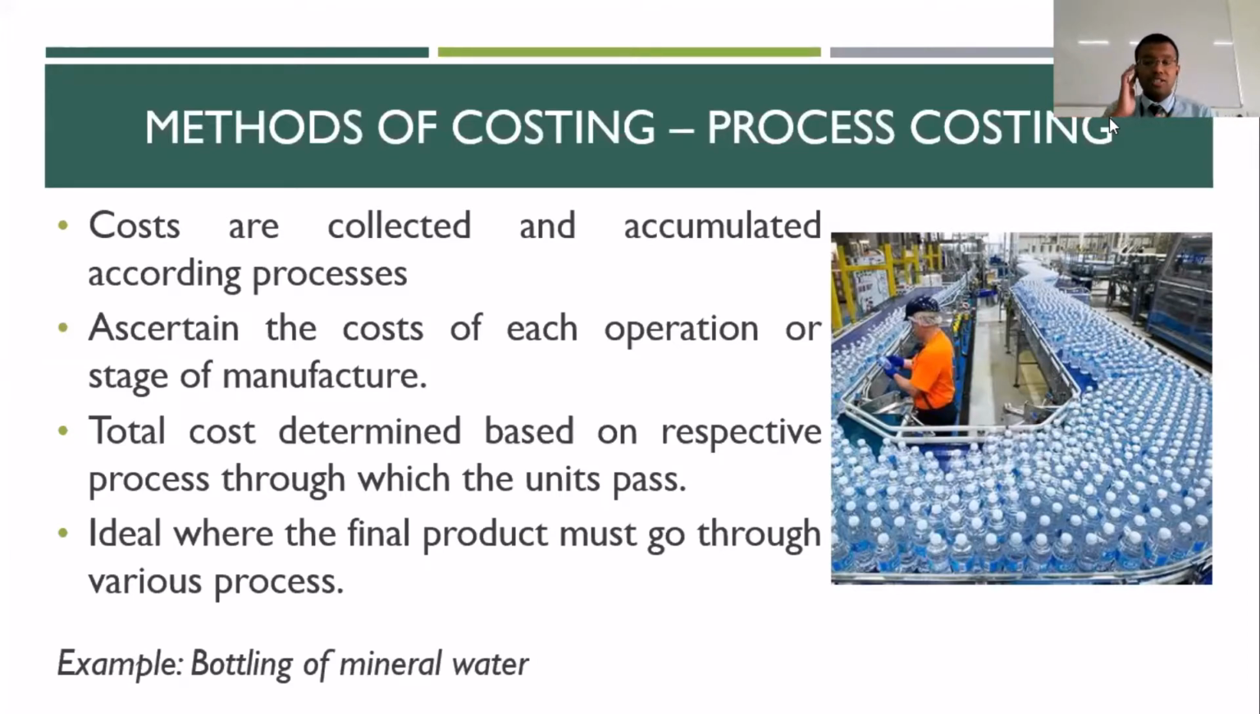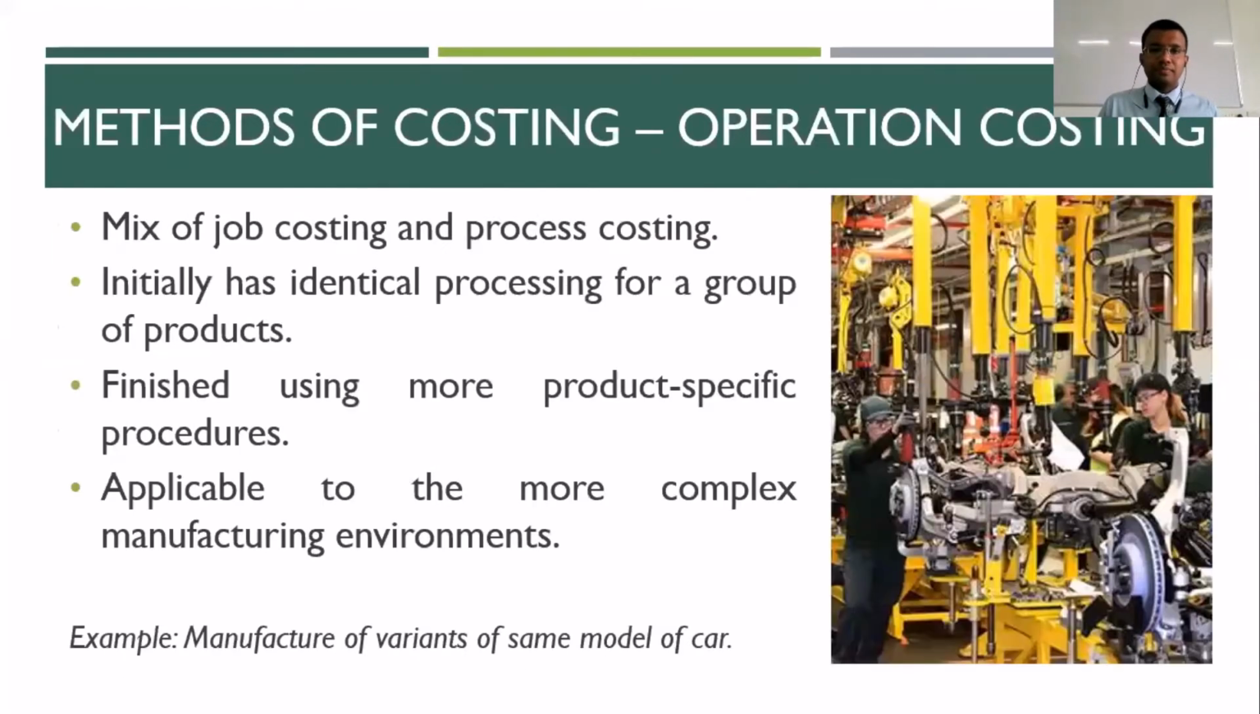But in process costing, what happens is, for you to get the final product, it may have to go through multiple stages, multiple sequences, and that is what is referred to as process costing. So you're trying to understand what is the cost that is associated with a specific activity, and that is called process costing. So the example I've already given you is the example of bottling of mineral water.